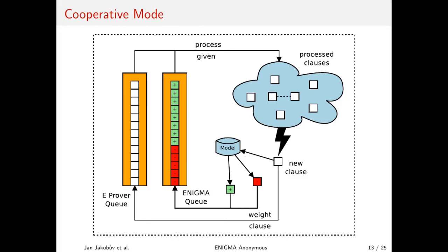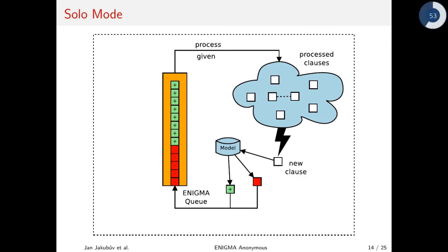We use two modes to guide the proof search by Enigma. In the cooperative mode, we use some standard eProver queue together with Enigma queue. In a solo mode, we use the Enigma queue to guide the proof search. The cooperative mode usually performs better, but we still use the solo mode to provide additional valuable training samples. Apart from that, it's useful for debugging to check that the model has learned well.